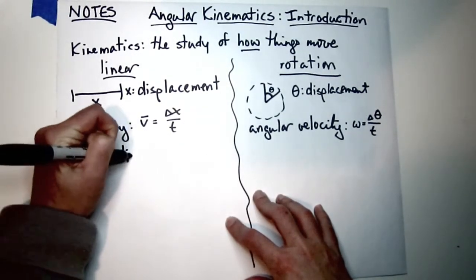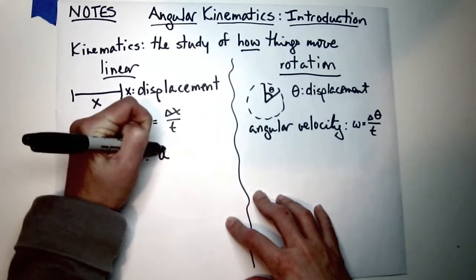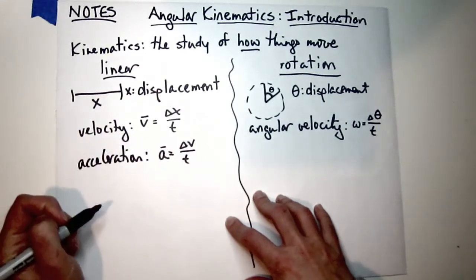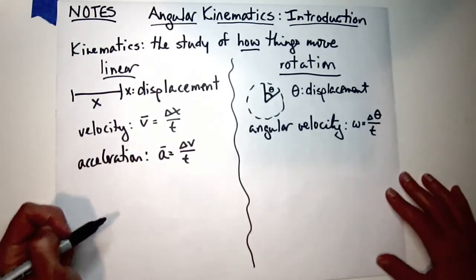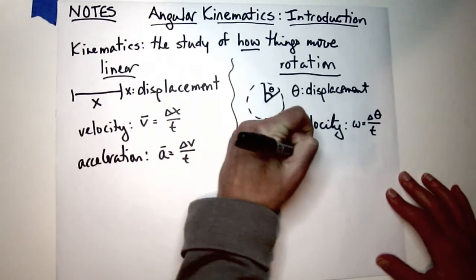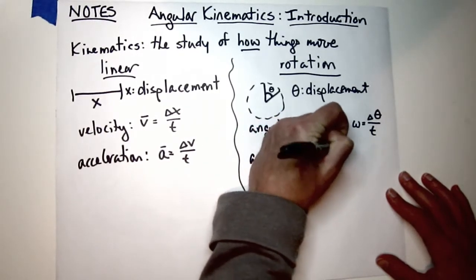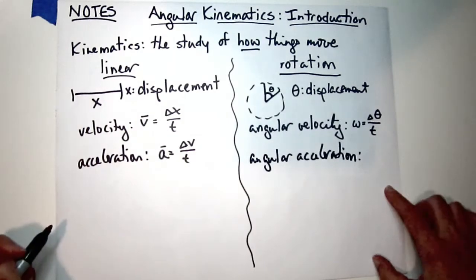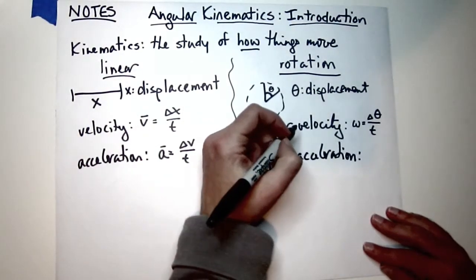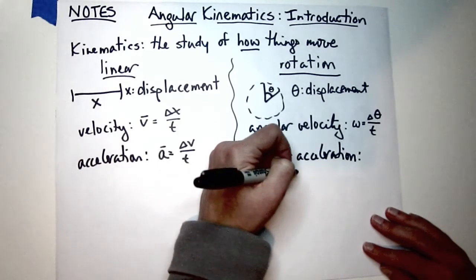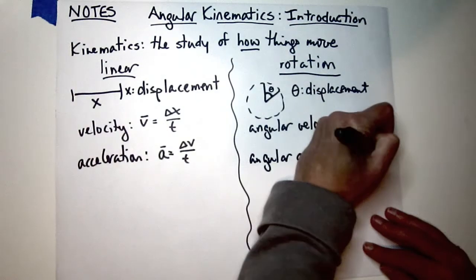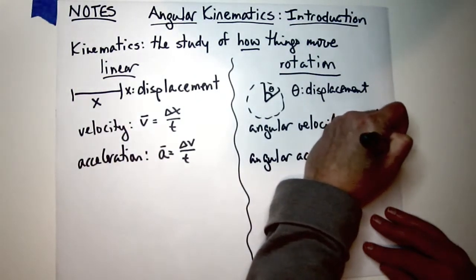That leads to acceleration. I bet you know where this is going. So an average or a constant acceleration is change in velocity over time. Angular acceleration is alpha. Alpha looks like a fish, kind of. A lowercase alpha. Like that. Equals a change in angular velocity over time.